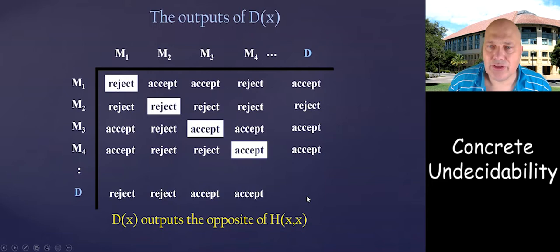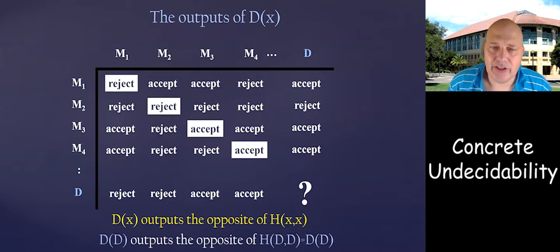But now when we reach the row and column that correspond to D, we don't know what to put there, because we know that D is a row that is the opposite of the diagonal, but D D is on the diagonal. So at this point, we need both to put what's on the diagonal and also its reverse. So this is pictorially. I don't know if it helps you or not, but at least it may give you a sense why we call it diagonalization. Right, so D of D outputs the opposite of H D D, which is D of D.